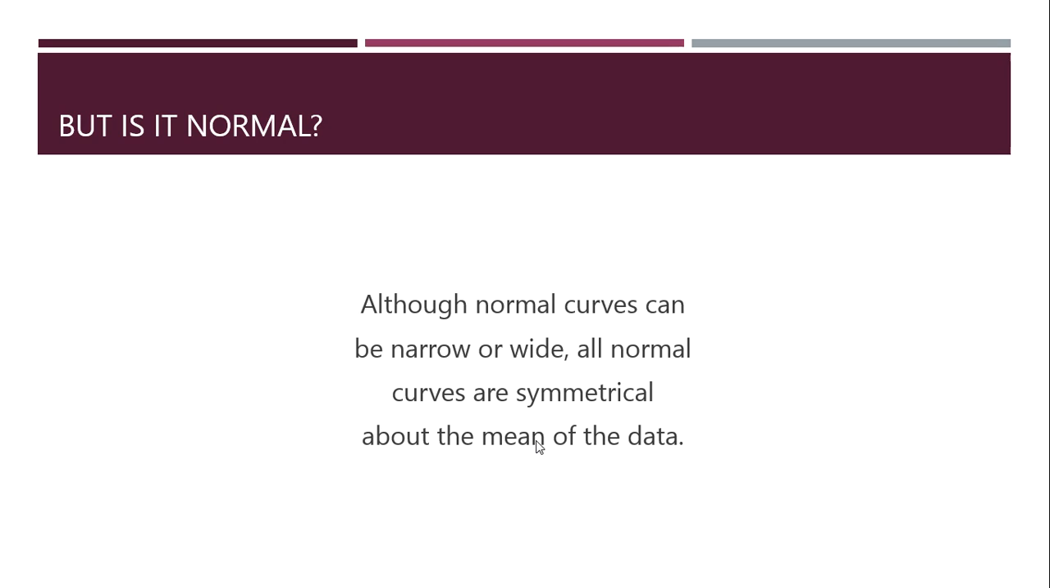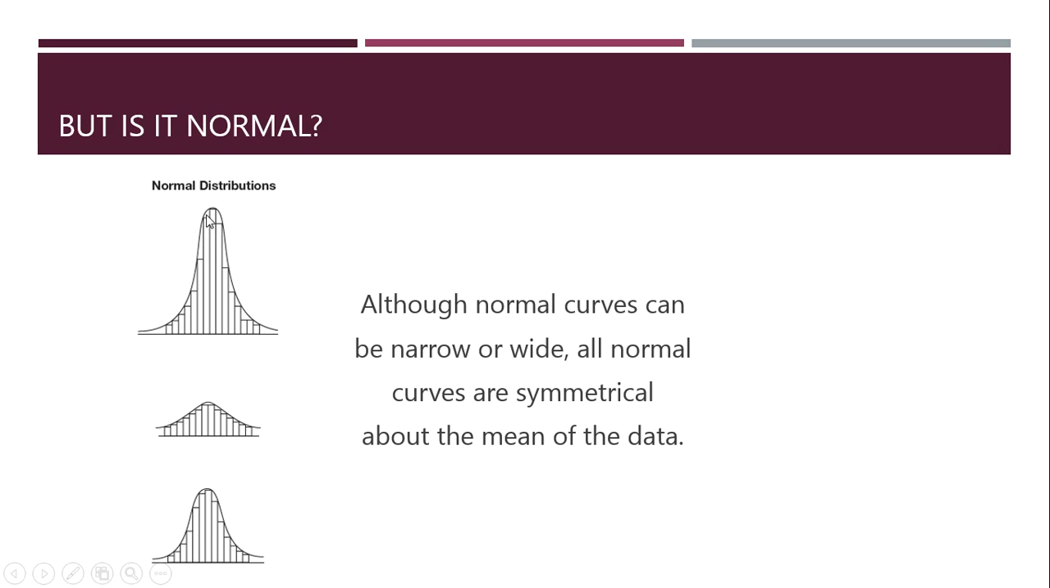Now, although normal curves can be narrow, they can be wide, all normal curves are symmetrical about the mean of the data. So all of these are normal curves. You can see that if I were to fold it right down the middle, that curve would fold right on top of itself. Starts low, comes up high in the mean, and drops back down again. And this one's shorter, but it's doing the same thing. This one's kind of more like in the middle, but again, comes low, comes up high, drops back down again.